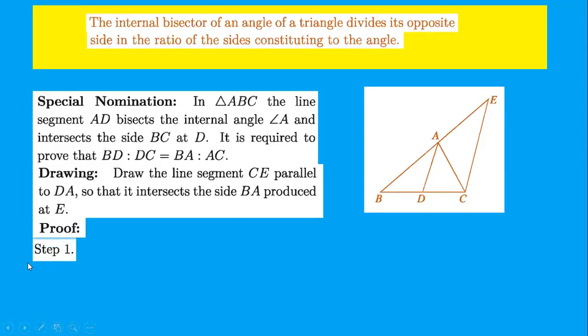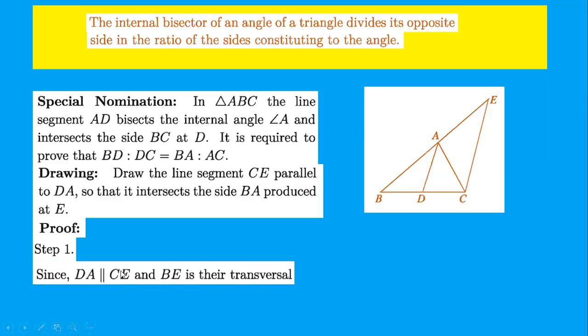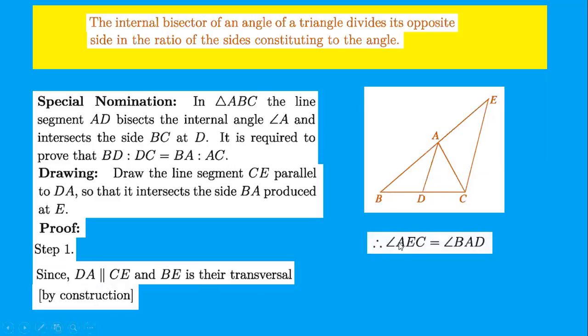Proof. Step 1. Since DA is parallel to CE and BE is their transversal by construction, angle AEC is equal to angle BAD, corresponding angles.